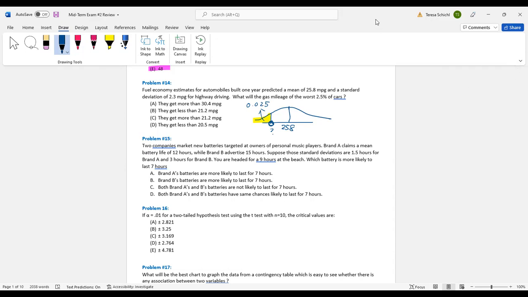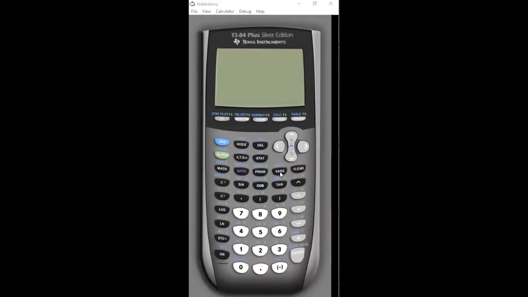Okay, now let's go to my calculator. All right, so I'm finding the z-score. Which function am I going to use? Inverse norm here, right? Okay, so what is the area? Area is the area to the left. So it's that yellow area, so it's 0.025. Now my mean is what? It's 25.8. And what is the standard deviation? It's 2.3.